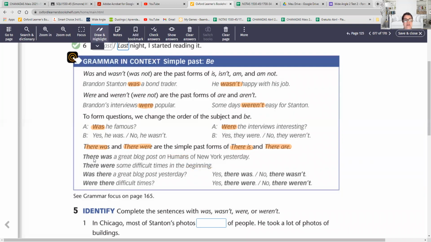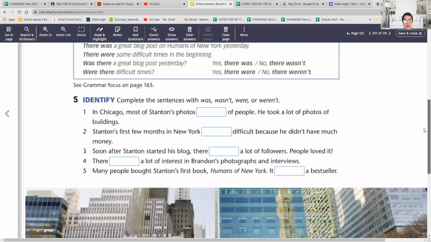So let's go back to our focus and take a look at how they use there was and there were. We use there was for singular and there were for plural. Question: Was there a great blog post yesterday? Yes, there was. Or simply, no, there wasn't. Were there difficult times? Yes, there were. Or no, there weren't. So let's go on to exercise number 5.